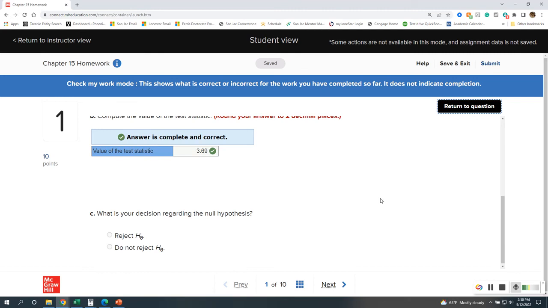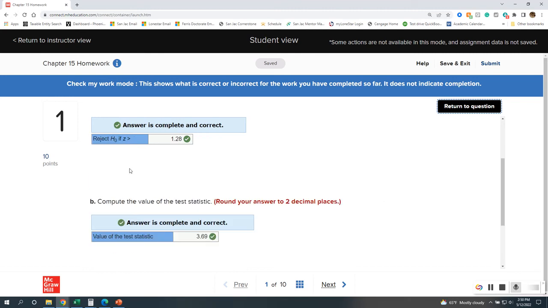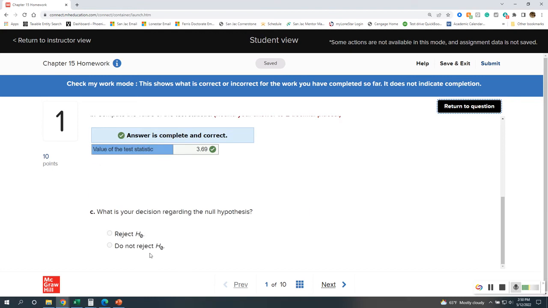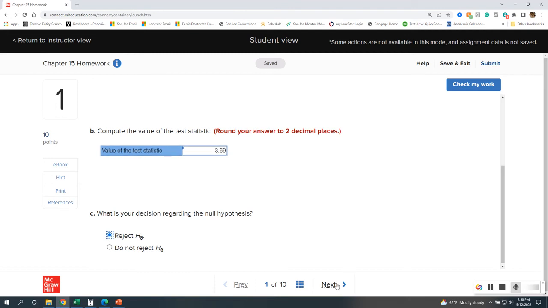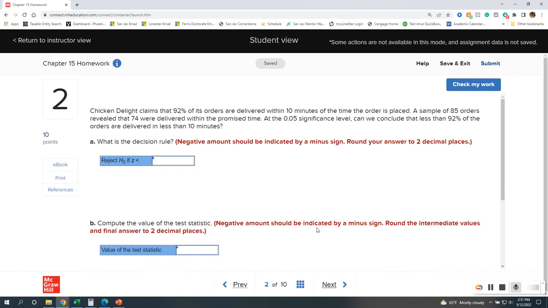Okay, so what does that tell us to do with the null? Well, it failed our test. We're going to reject because it is greater than Z, or our critical value. Okay, so that's one. Yay! Again, formulas, if you program them to Excel, at least from the lecture, you will be able to knock out some of these probably relatively quickly. We'll see.